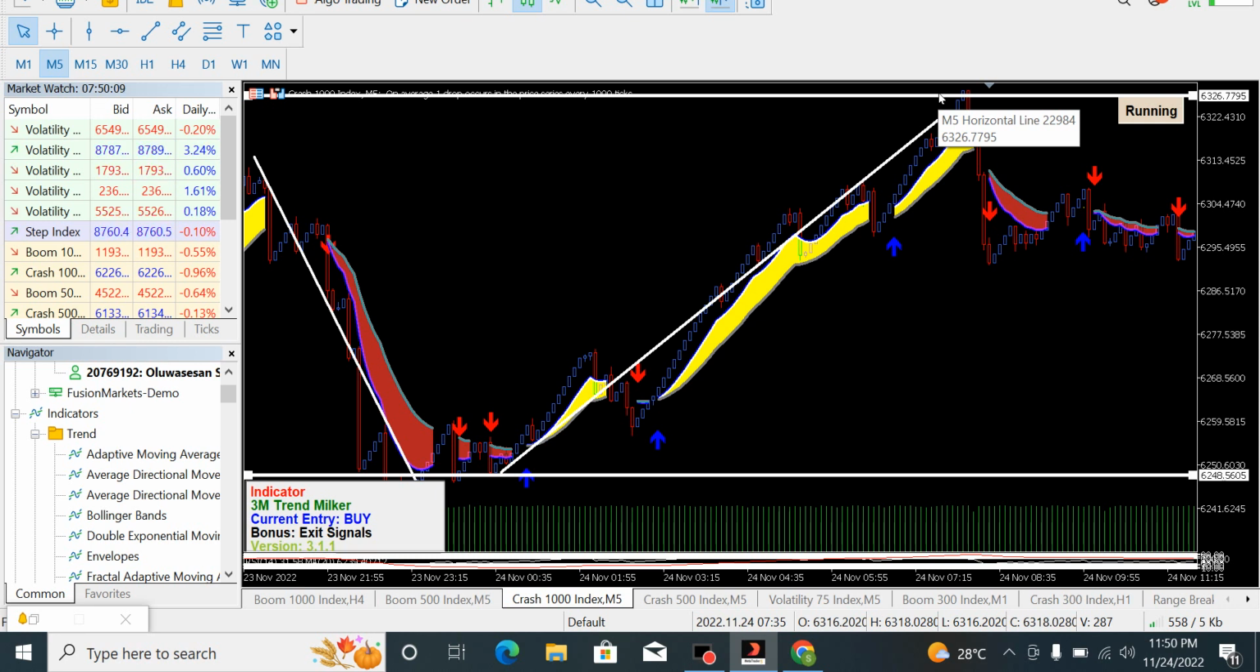That is why I said that for you to trade some of these assets successfully, you should have the basic knowledge for one. Then you should have a very good trading tool that can help you to identify some of these things, in order for you to analyze, to know when to go into the market and of course when to exit the market. For instance, this is a 3M trend milking indicator, and of course around there is the support zone.